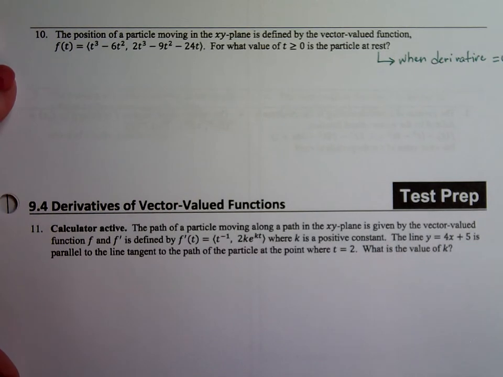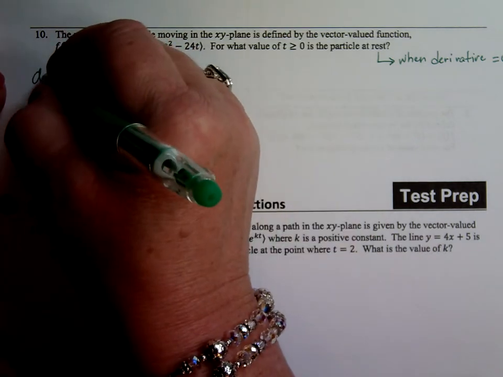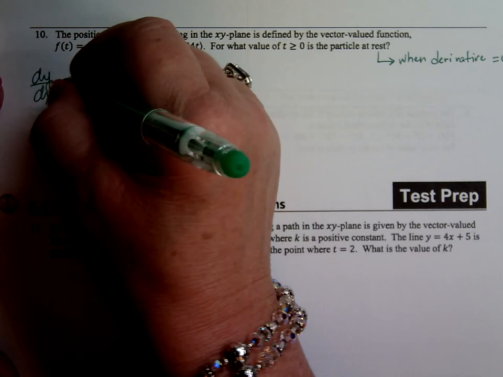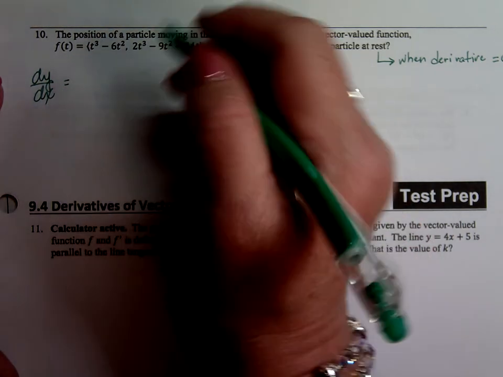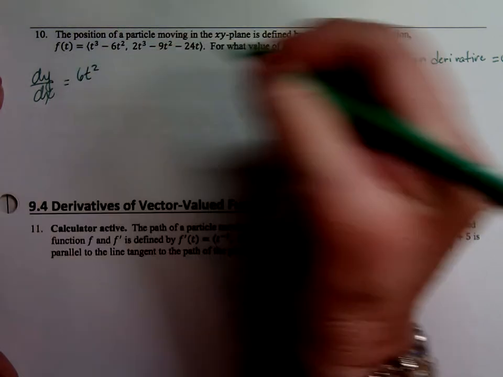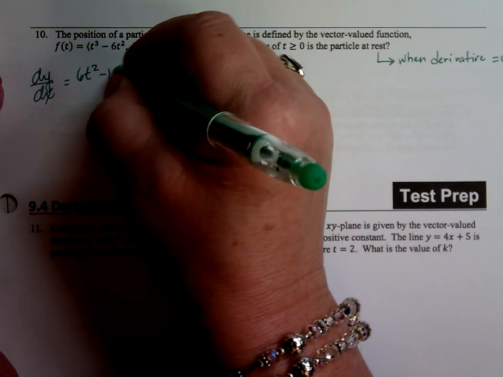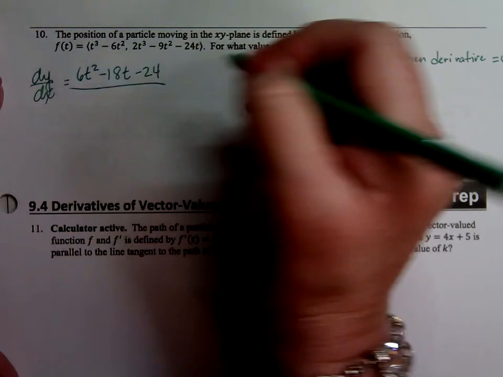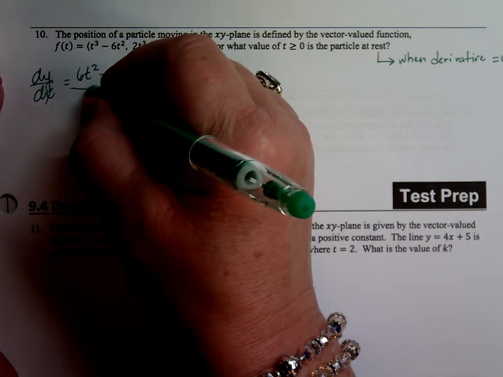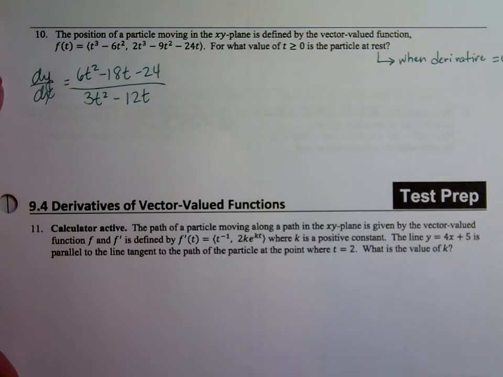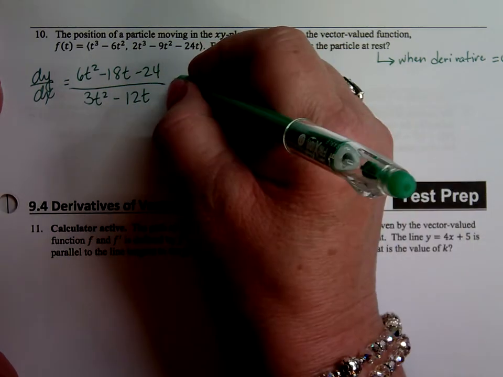All right, so let's figure this out. If I think of the derivative, I'm thinking of dy over dx. So in other words, I need the y component on top, the derivative of it anyway. That's going to be 6t squared minus 18t minus 24. And my derivative on the bottom is 3t squared minus 12t. I want to know when that derivative is equal to 0.